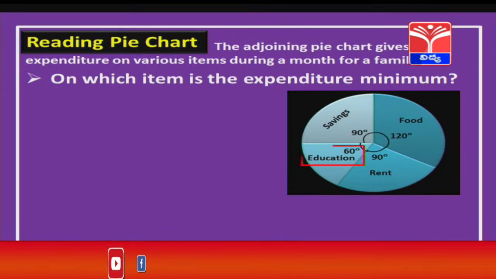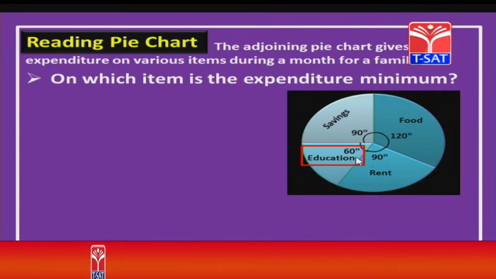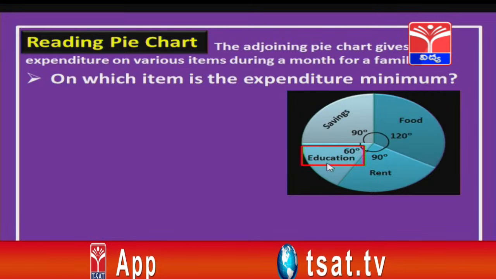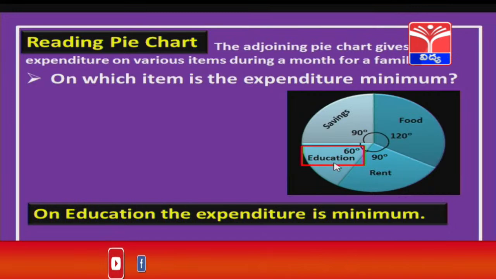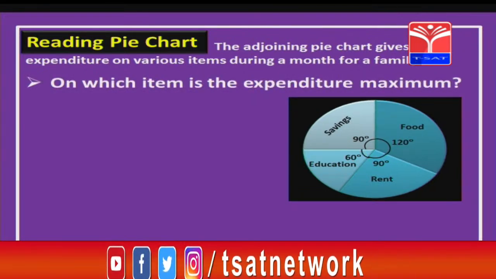So if you notice, in all these things, the expenditure on education, all the angles, it is 60, which is minimum. Since the angle is minimum, the expenditure is also minimum. So we can say that on education the expenditure is minimum. So what is the second question? On which item is the expenditure maximum?